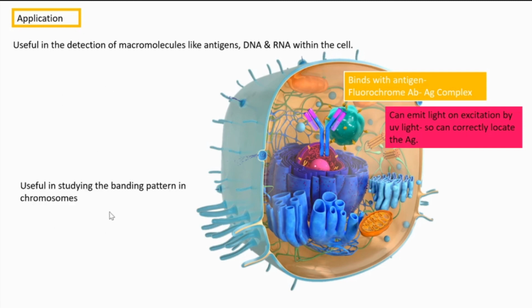And next, it is useful in studying banding patterns in chromosomes. So many dark bands and light bands are present. I think you have already learned this banding pattern in your lower classes. Dark bands actually denote the location of heterochromatin, and light bands precisely denote the location of euchromatin. What is heterochromatin? What is euchromatin? If you didn't study it in any of your lower classes, you will learn it in the higher semesters of this degree course.